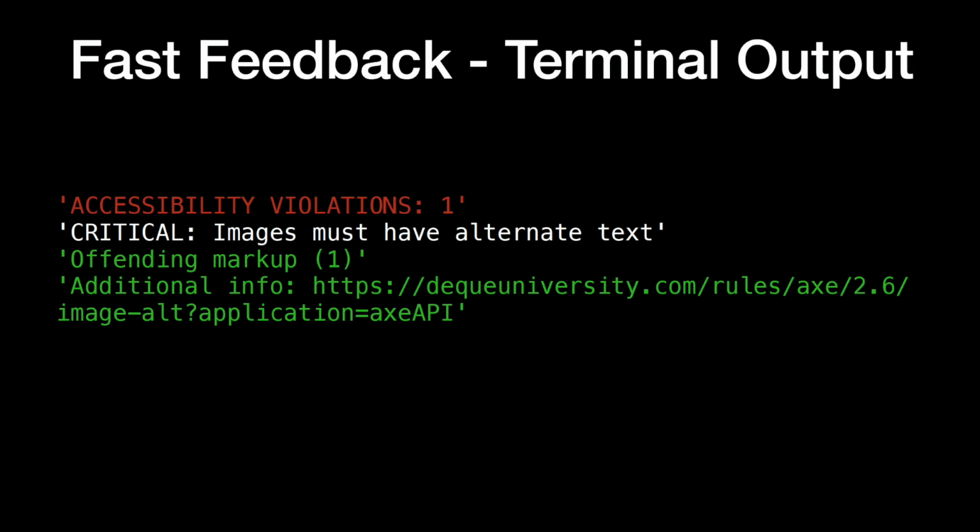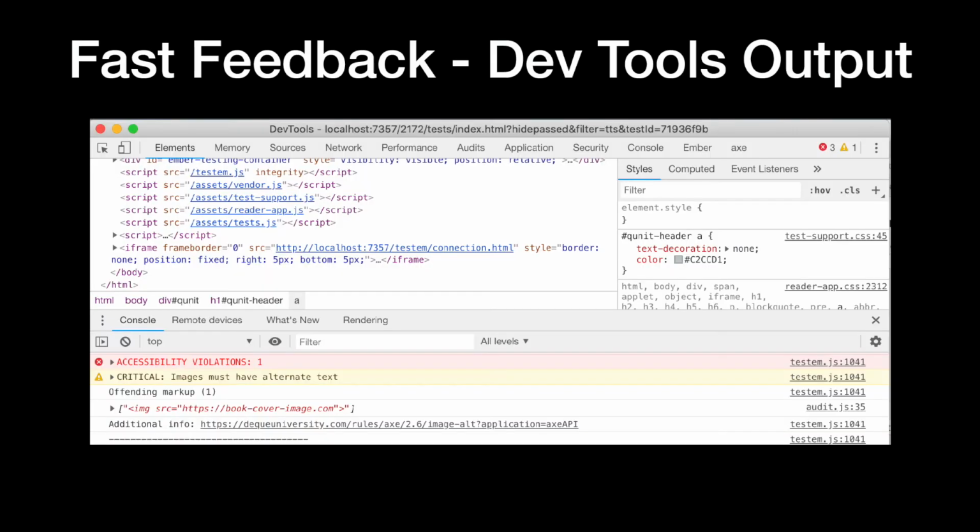If that's not enough for you, there's more. So if you're running these in actual Chrome, not a headless browser, you can open up your DevTools and see the same violations. And so violation 1, images must have alternate text. Here you also get some output of what the element is. So it's telling me the image with this source of book cover image is the element that's violating the rule.